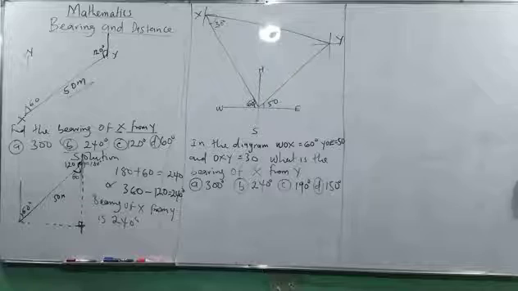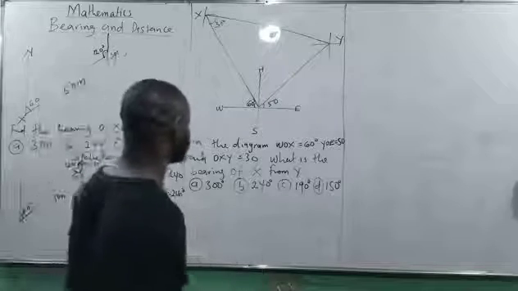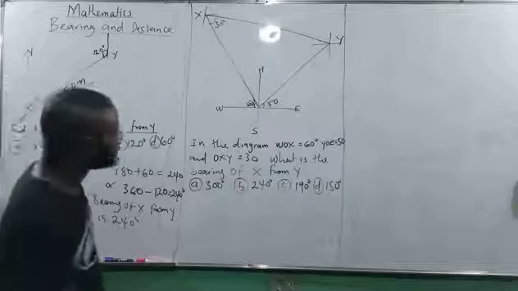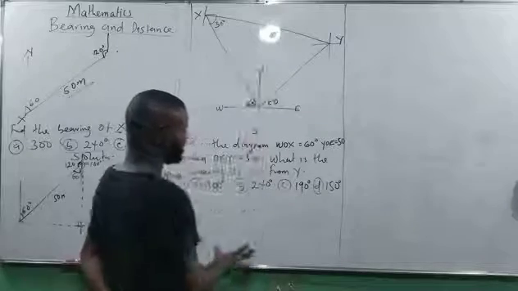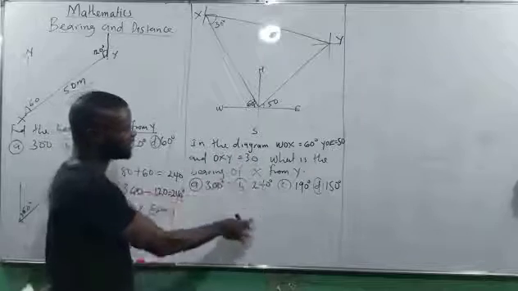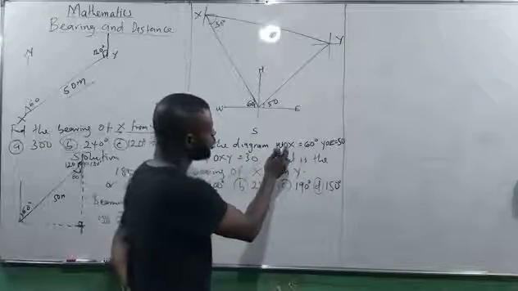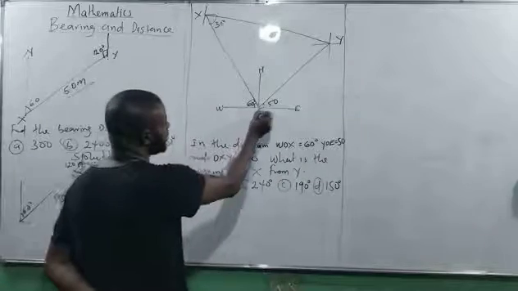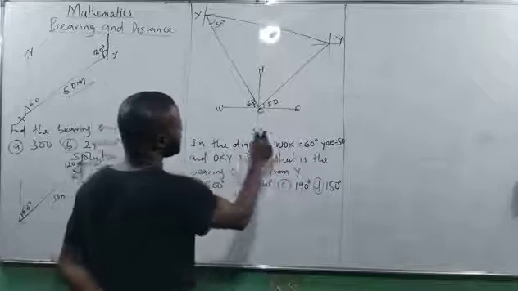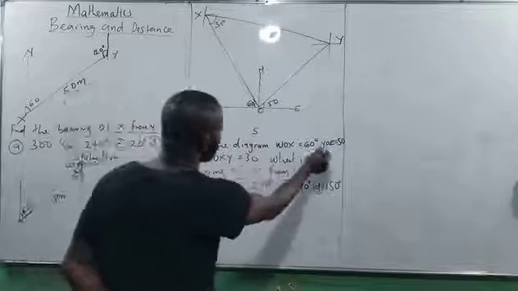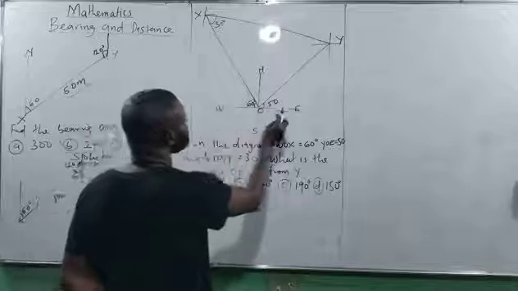Okay, look at this question. It's a very nice one that I just saw somewhere, in a school. You are given this diagram. In the diagram, OX is 60 degrees. What is YOX?